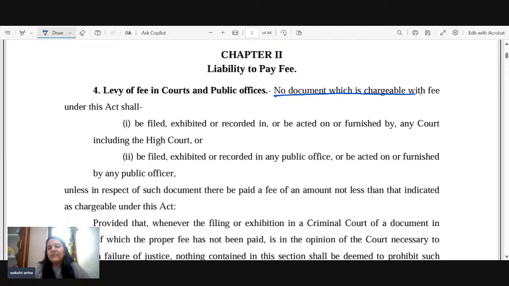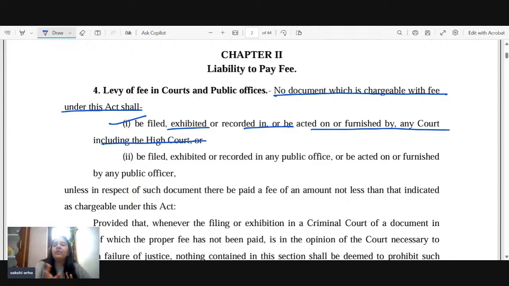No document which is chargeable with fee under this Act shall be filed, exhibited, recorded, or acted upon or furnished by any court including the High Court. Any document on which a court fee is charged under this Act cannot be filed, exhibited, recorded, acted upon or furnished. You can neither file it, exhibit it, record it, act on it, nor furnish it in any court, including the High Court. And this is again a very important thing.